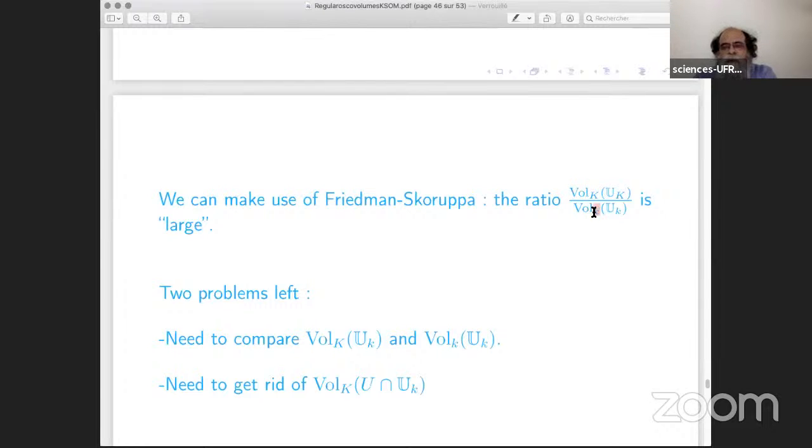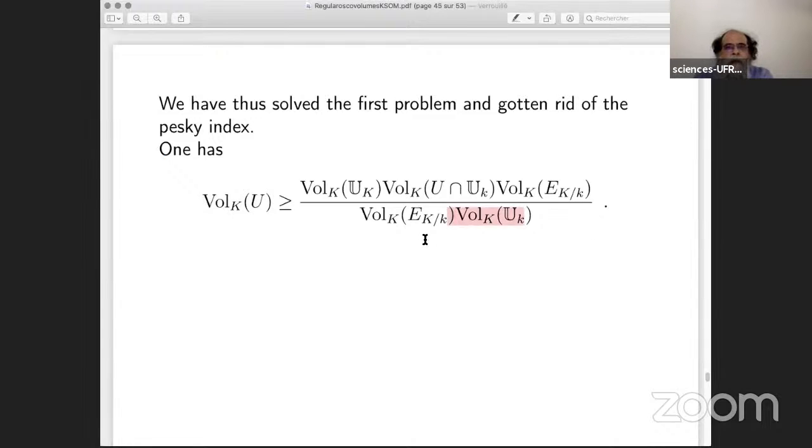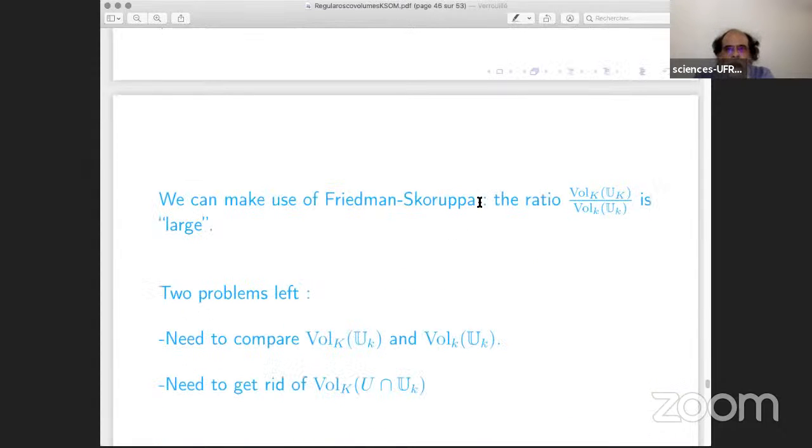So there's a small difference here. In Friedmann-Skorpa, you have the volume relative to the logarithmic embedding for the small field. And here you have the relative embedding relative to the big field. That makes a difference. That's not the same volume. But still you are close. So this ratio is big. So what we need to do is to compare the volume of the full unit group of the small field when we go up in a tower, how it moves. And second, we need to get rid of the volume of the intersection, which was the issue that we always faced, that we saw in the beginning of the discussion.